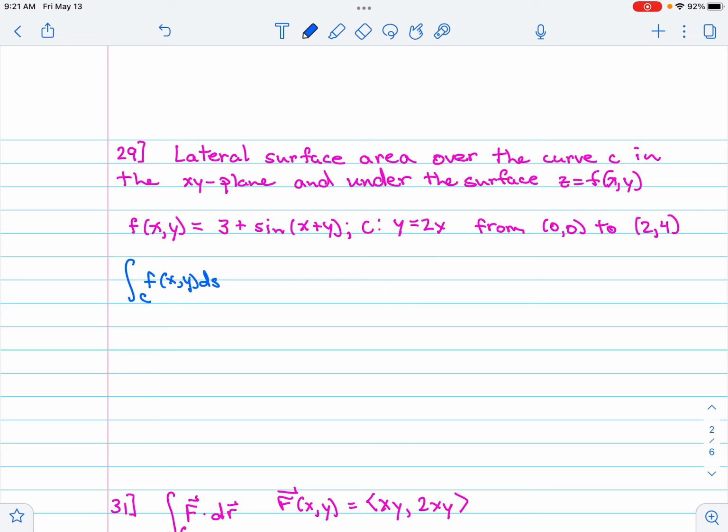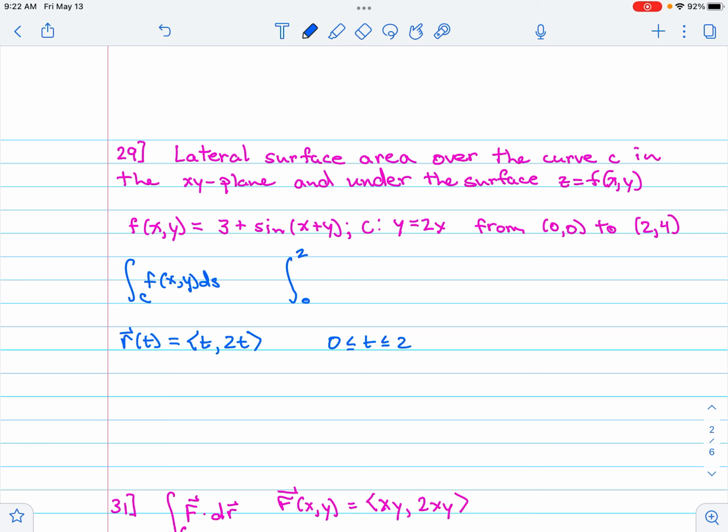And if we want to come up with a parameterization for that curve, we could just do this. We could say, well, let x be t and let y be 2t. And now remember, we're going from 0, 0 to 2, 4. So notice if t is 0, we get 0, 0. And if t is 1, that would give us 1, 2. Well, we want 2, 4, so I better make that t goes from 0 to 2.